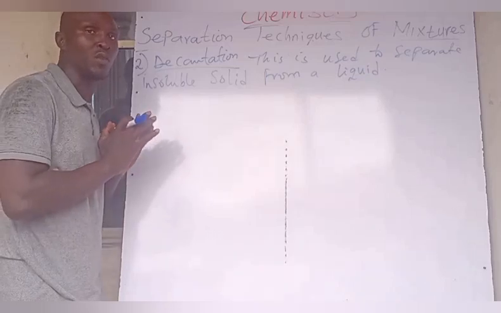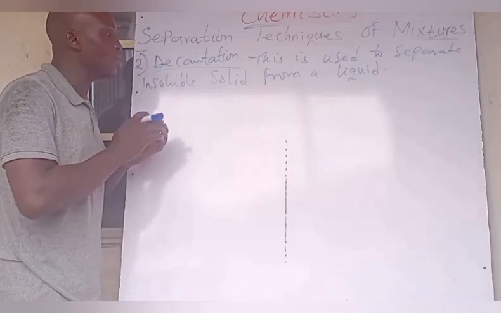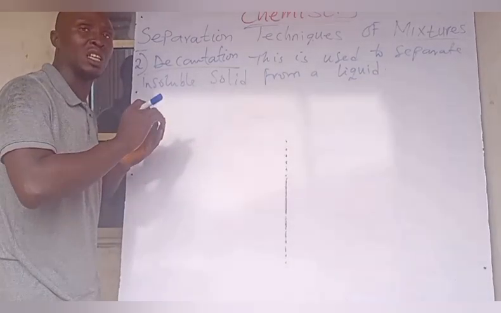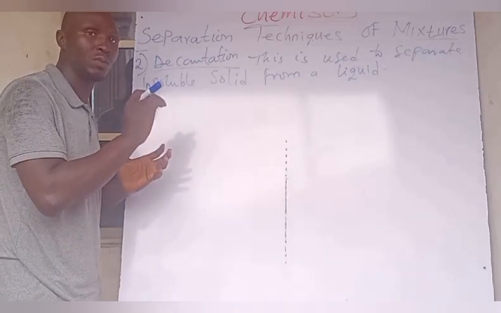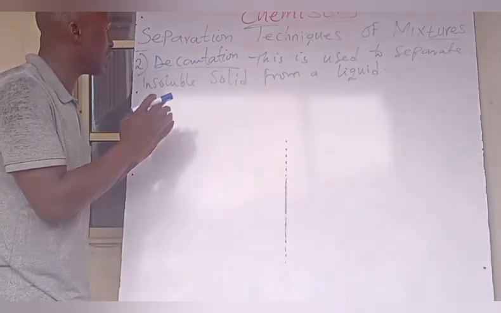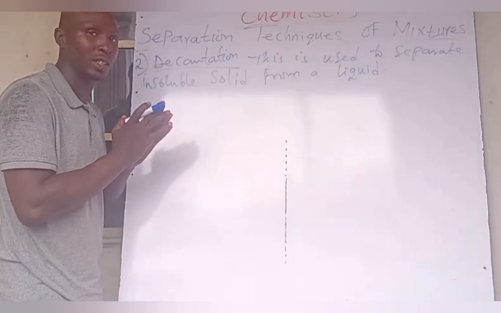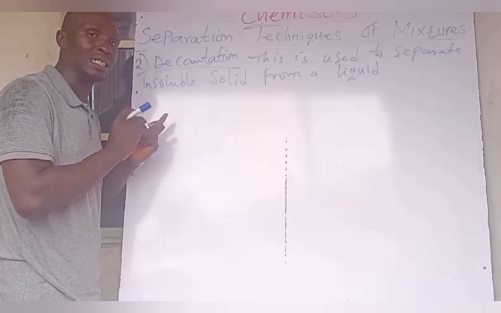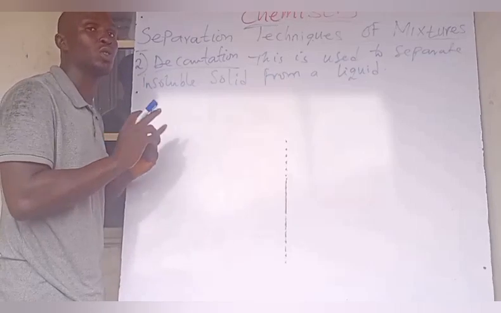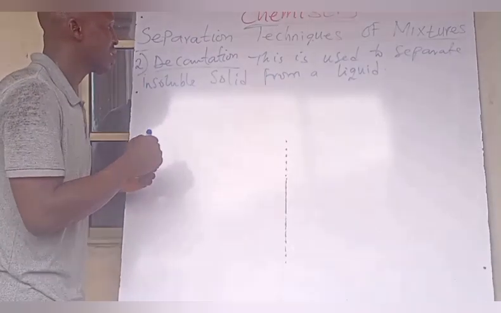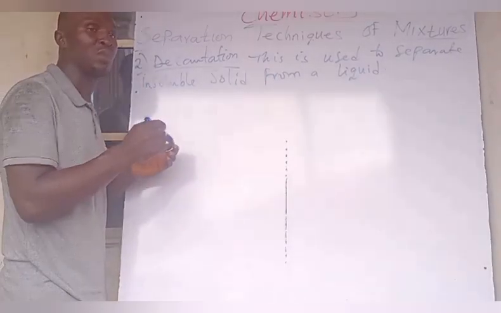You leave the mixture for a while such that you have a separation. For example, you have sand and water. I did not say soil. Please take note. I said sand and water. I did not say soil. When you mix sand and water, that means you have a mixture of sand and water.